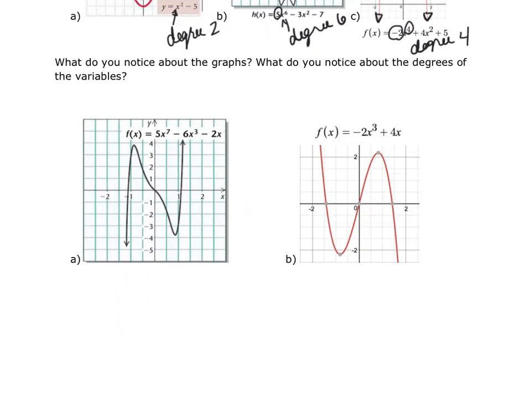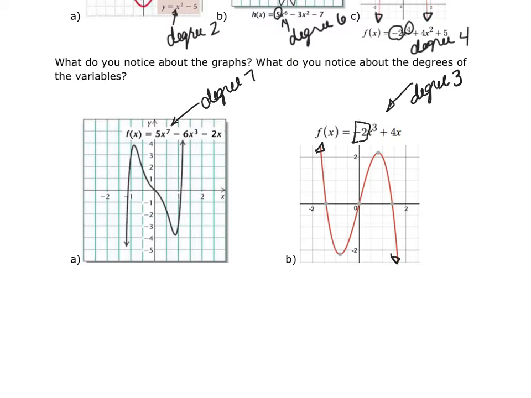So on these, notice these are degrees that are odd. So this is a degree 7. And this one's a degree 3. This has a negative leading coefficient.